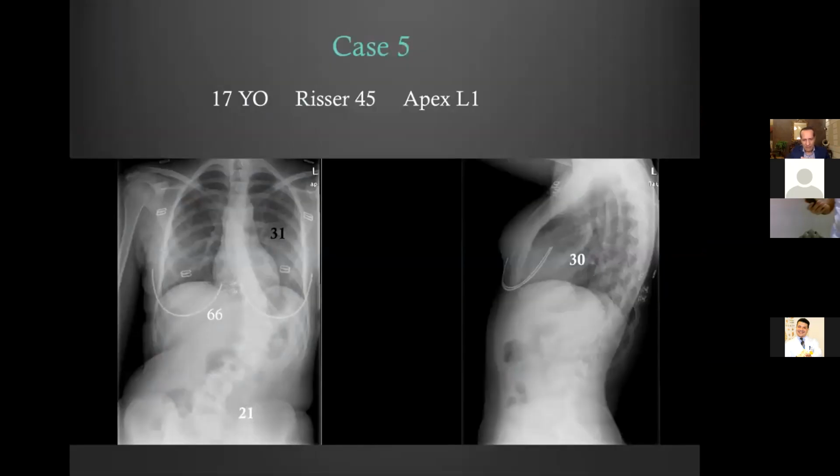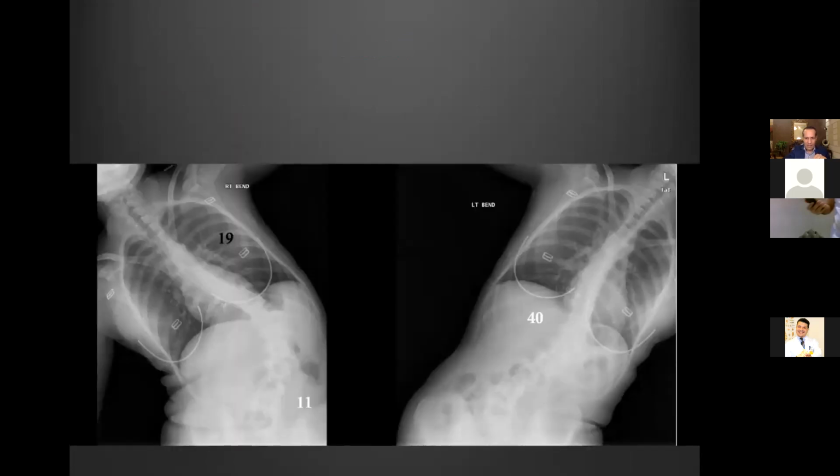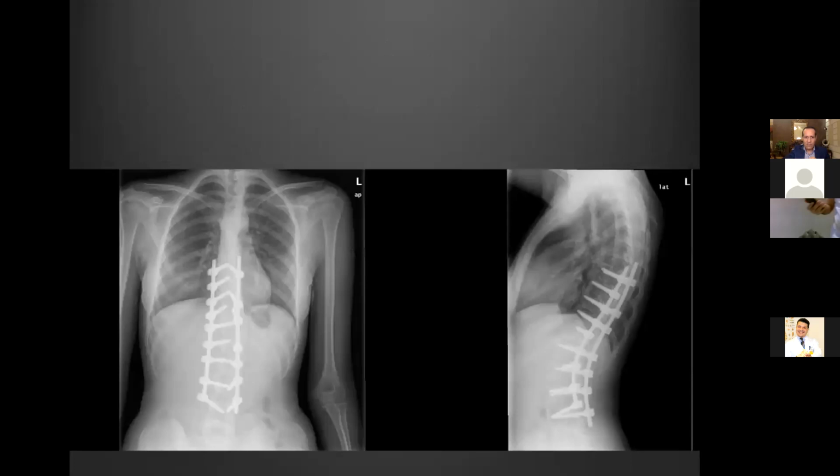Now we have the type 5 in Lenke classification, which is the thoracolumbar type. The apex is L1, Risser 4 to 5, and the patient is 17 years old. Sorry, this is wrong, Risser 5 and 17 years old. The thoracolumbar is 66 degrees, and the upper is flexible, which is 19 degrees, and the thoracolumbar is inflexible. So we do simple posterior. It's type 5 CN, which is neutral osteokyphosis, and this is also simple posterior correction for the scoliosis.